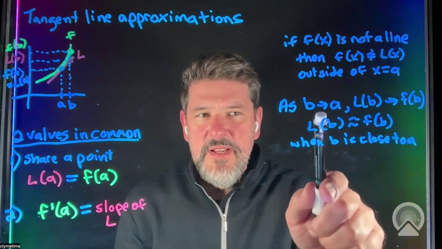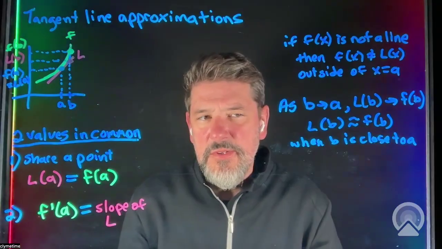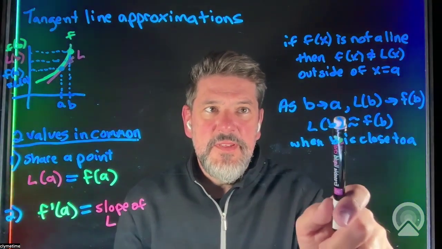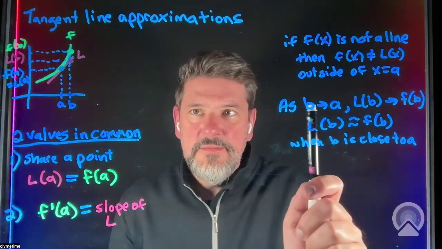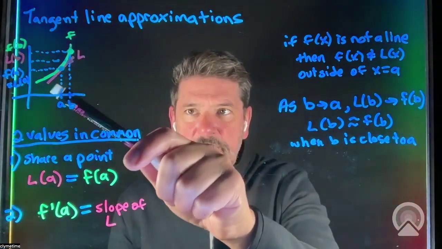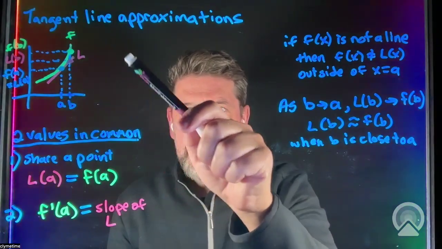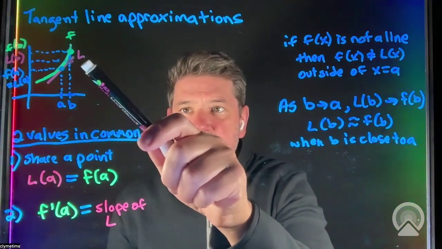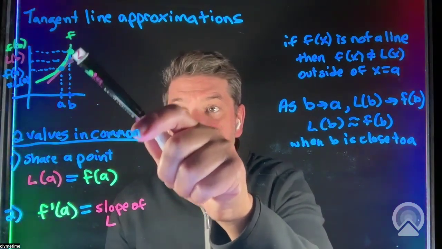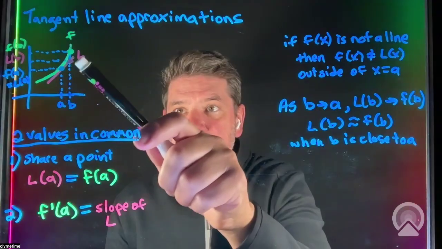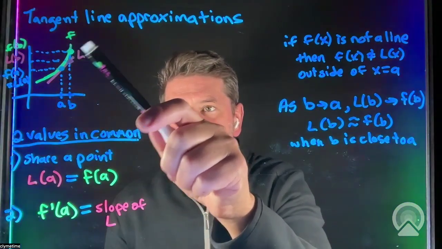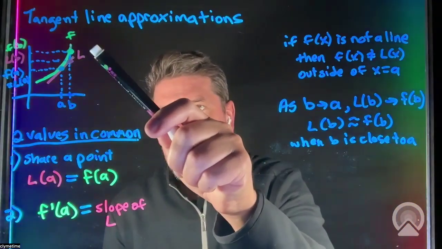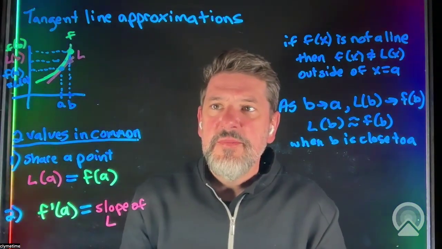All right, let's look at one more thing. We know that L of B is not exactly equal to F of B. They're close, but they're not exactly the same thing. So if they're not exactly the same thing, which one's bigger? Is F going to be bigger at B than L, or is L going to be bigger than F? Well, as you can see from our graph right here, F is higher. The green one's higher than the pink one. So if it's higher, that means it has a bigger y value, which means F is bigger than L at point B.